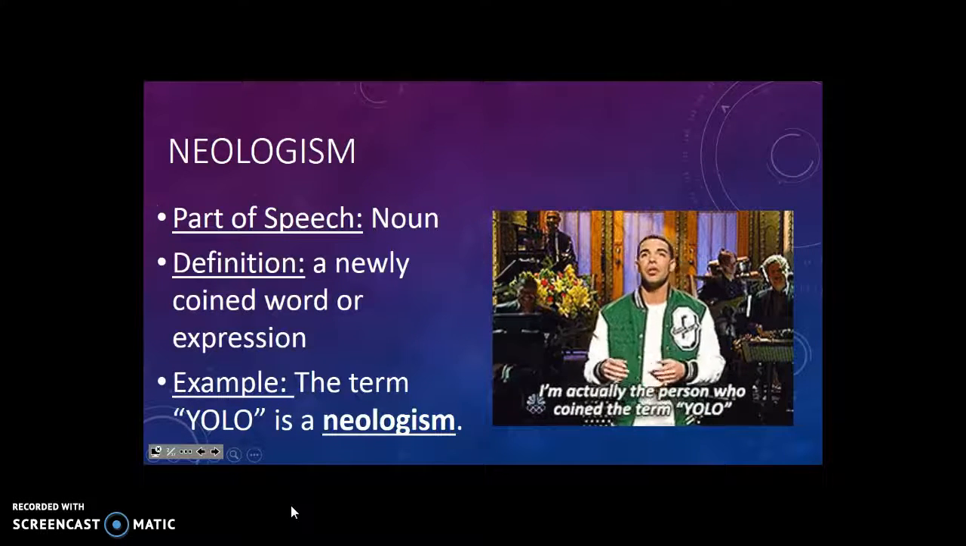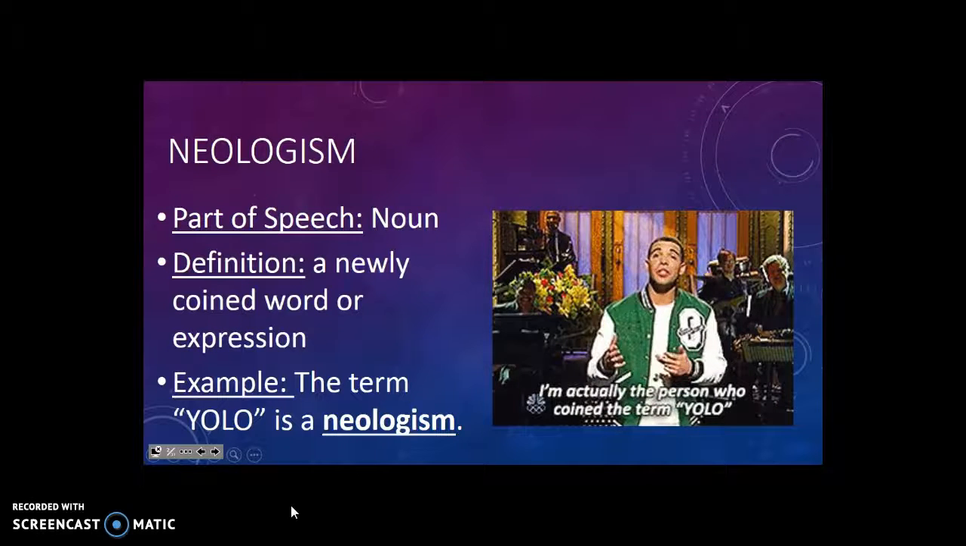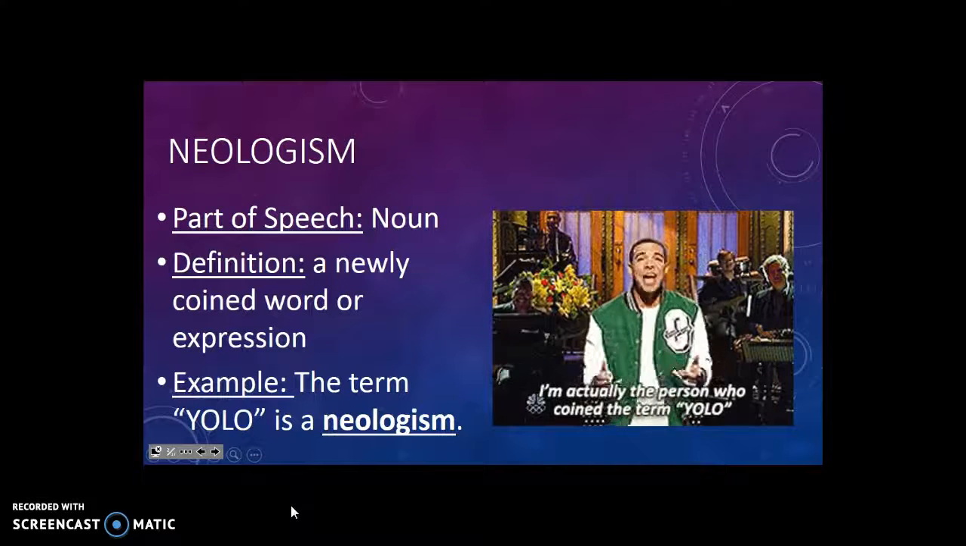Neologism is a noun. The definition is a newly coined word or expression. So, for example, the term YOLO is a neologism.